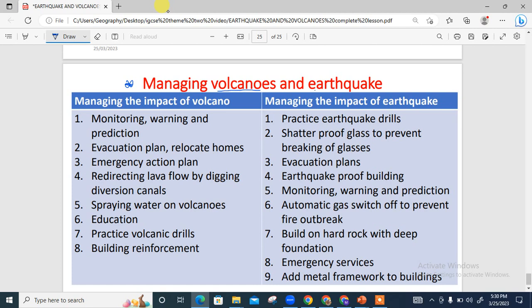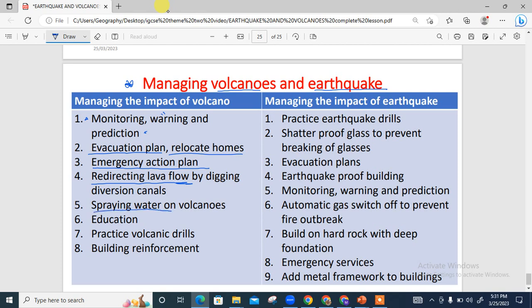volcanoes and earthquakes? Now, in managing volcanoes, you need monitoring. You need to monitor it, so warnings and predictions. You need to have evacuation plans. You relocate homes. You need to have emergency action plans. And another thing, you can redirect lava flow. So if the lava is moving, especially in constructive plates, because it's gentle, it's not a violent eruption, you can actually rechannel the lava flow, so you divert it from where people are actually residing.